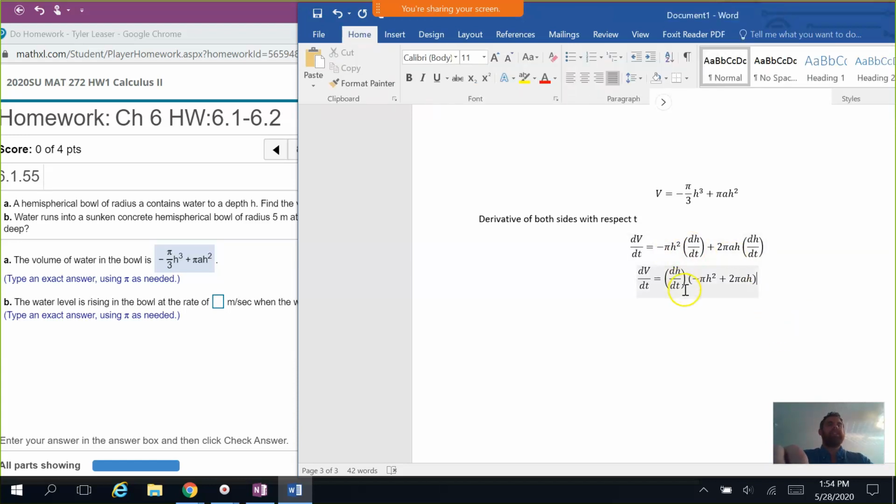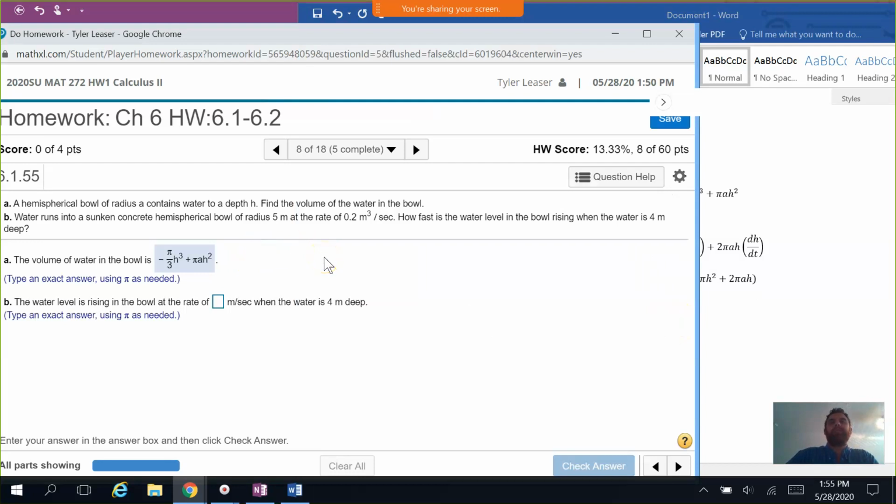So just factoring the dh dt out of the front of those two terms. Usually at this point, what you would have done in Calc 1 is divide this over to the other side to get the dh dt on one side by itself. But we don't need to do that because we're just going to plug in numbers.